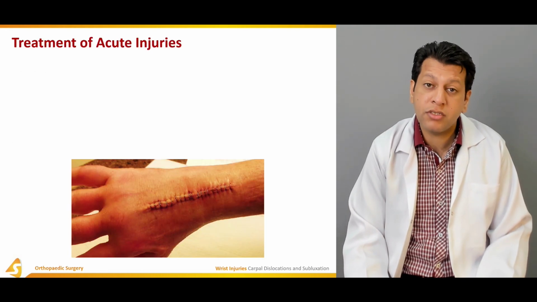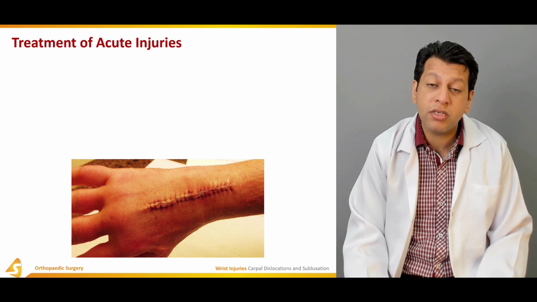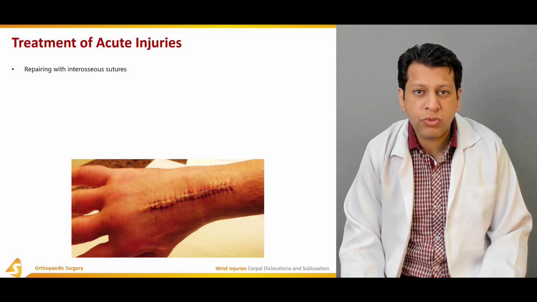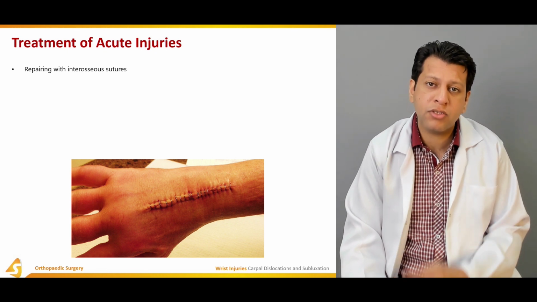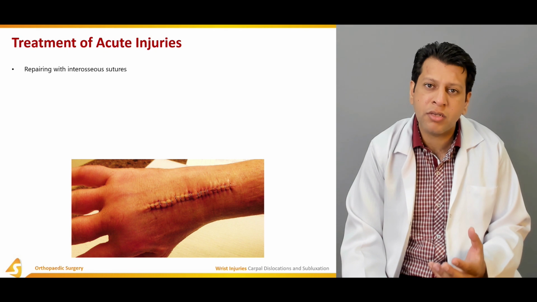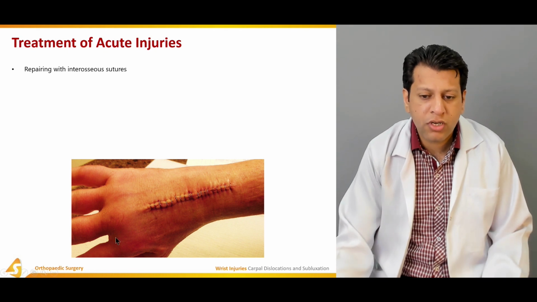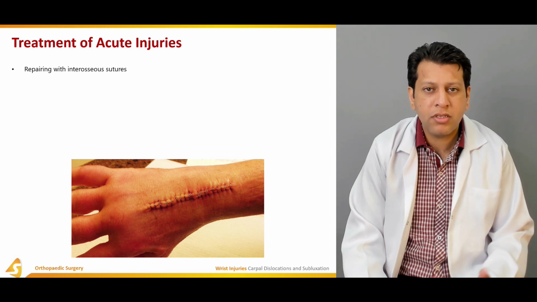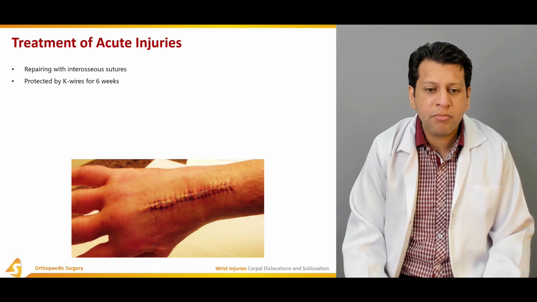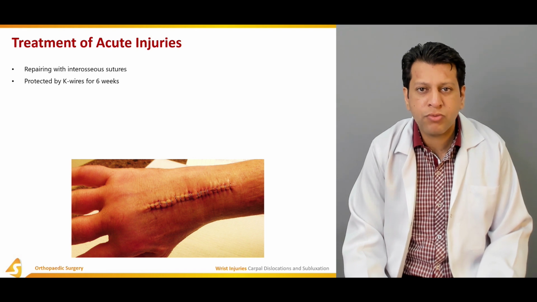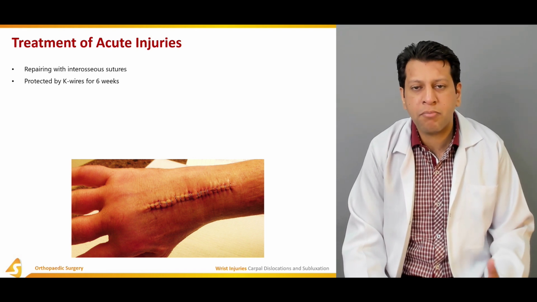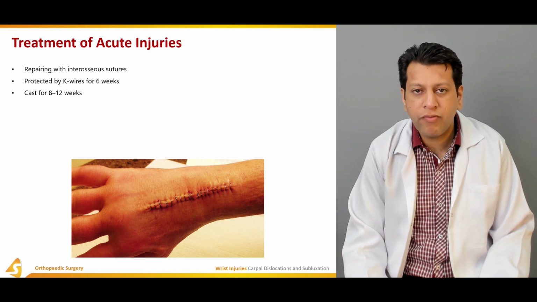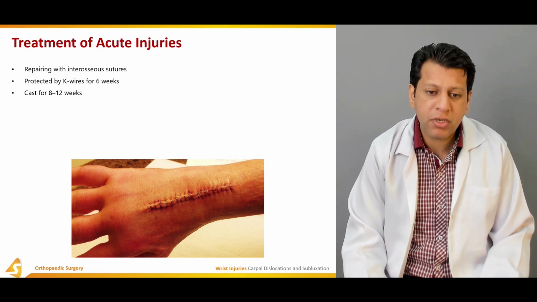Treatment of acute injuries: if there is acute scapholunate ligamentous dissociation, it is usually treated with repair using interosseous sutures. As it is associated with dorsal intercalated segmental instability, a dorsal approach is used around the wrist joint. We go in dorsally, repair these ligaments, protect the bones with K wires for 6 weeks and apply a splint. A cast is sometimes used for 8 to 12 weeks, but the minimum is 6 weeks.